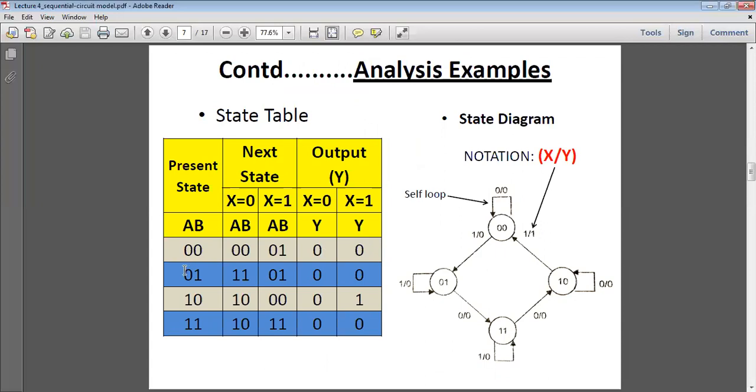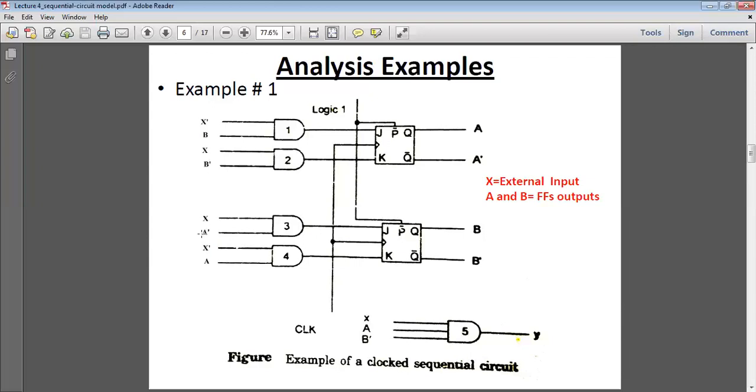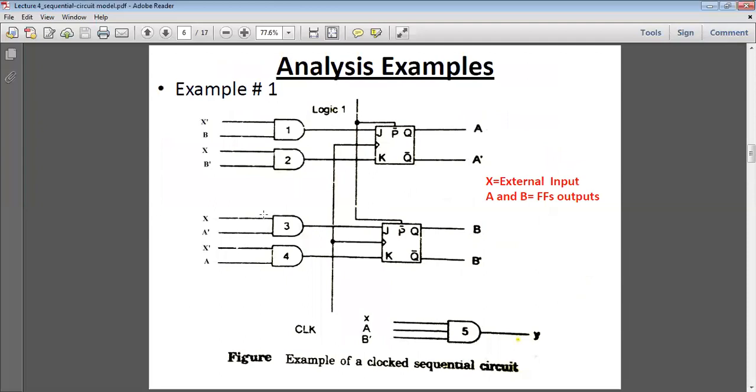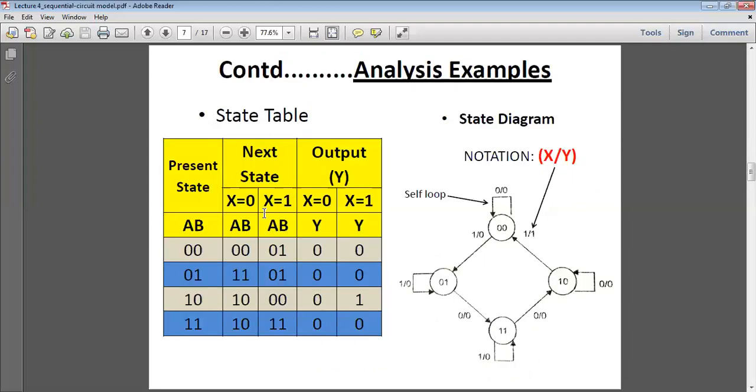Similarly, if you consider the present state 0, 1, in the same way, by considering x equal to 0 and x equal to 1 from here, you can easily verify and easily find out the next state and final output like this. And similarly for 1, 0 and for 1, 1. So this is the state table for the given circuit. Now from the state table, you can easily design the state diagram.